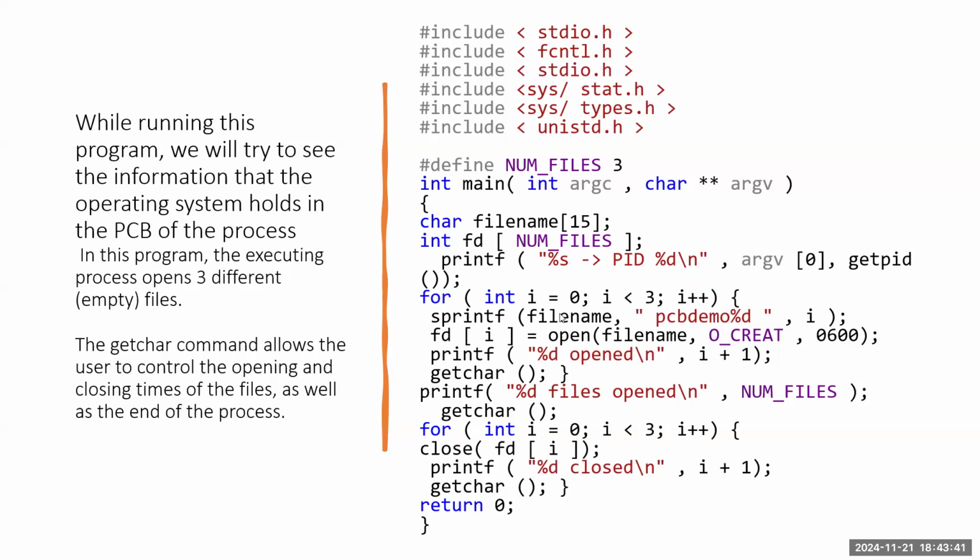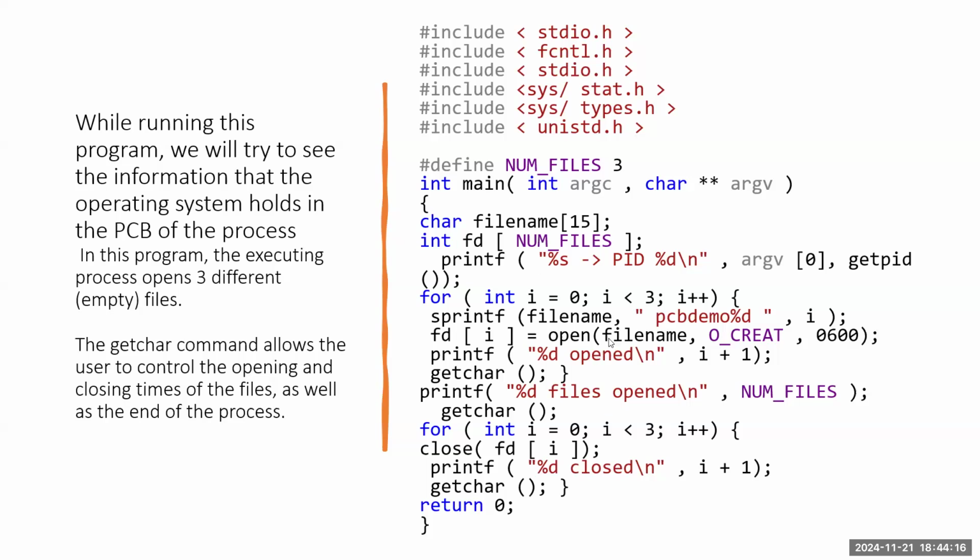Then we go to a loop and we say, well, this sprintf, what it does is it creates a string in this array, in this buffer file name. File name is a buffer of 15 characters. So in there, we're going to put the string, which is written here, PCB demo and a number. And that number will be 0. So it'll be PCB demo 0. And then the next time will be PCB demo 1. And then PCB demo 2, and then it'll end. So that'll be the string value that we're printing to this buffer called file name.